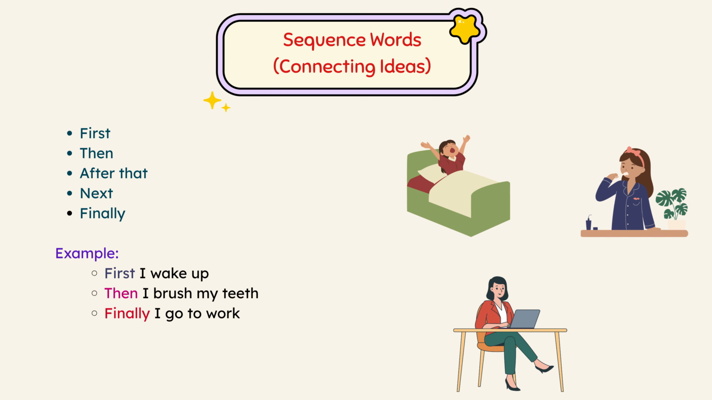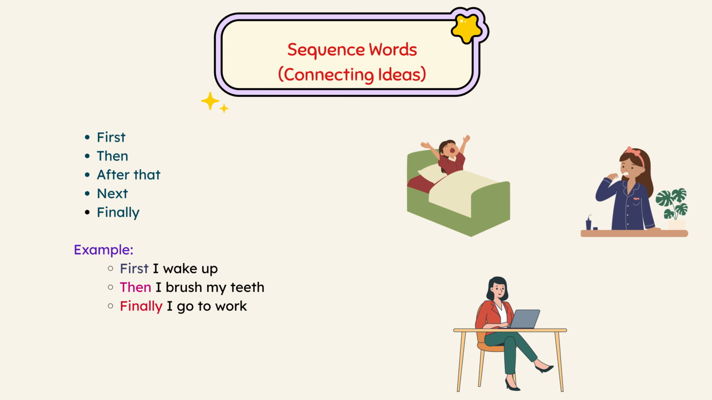Now let's learn sequence words. These words help you connect your ideas and describe your routine step by step. We use words like first, then, after that, next, and finally. They make your sentences clear and easy to follow. For example, you can say, first I wake up, then I brush my teeth. After that, I get ready, and finally, I go to work. Using sequence words will make your speaking more smooth and natural.